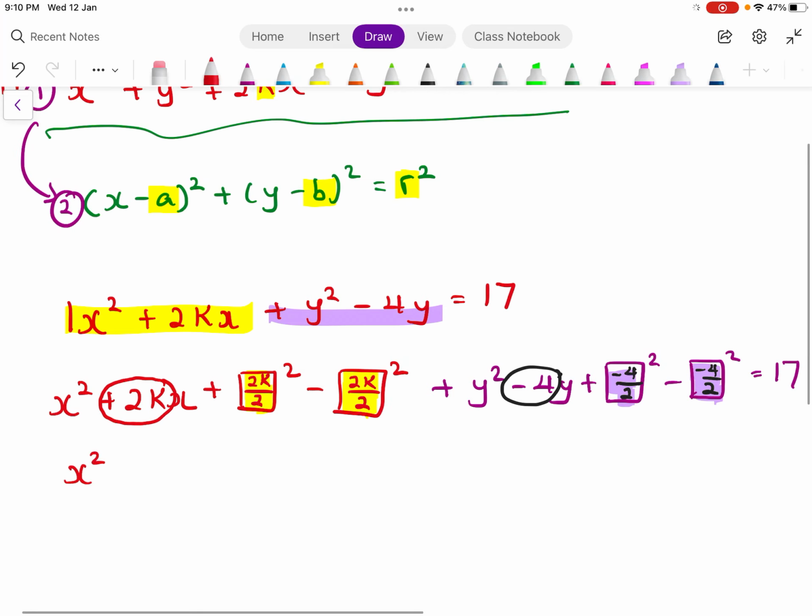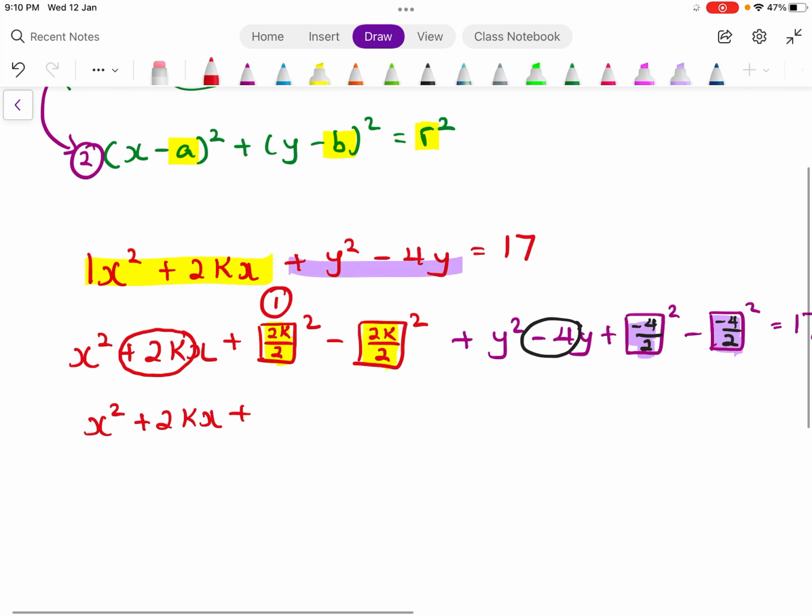Okay, so next, x squared plus 2kx. Then the first red color box right here is 2k divided by 2, which is k. Then after that, k squared. Then after that, you put a bracket first. So there's the second box right here. You just put minus, because minus is outside. Then inside the box is 2k divided by 2, which is k. Then after that, you will just put k squared right here.